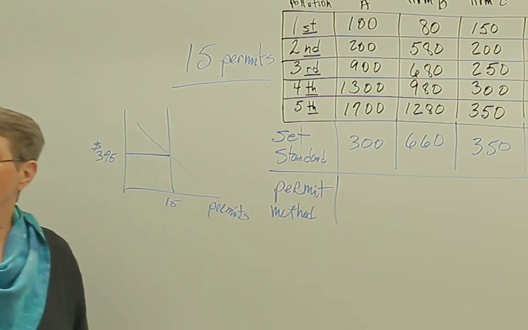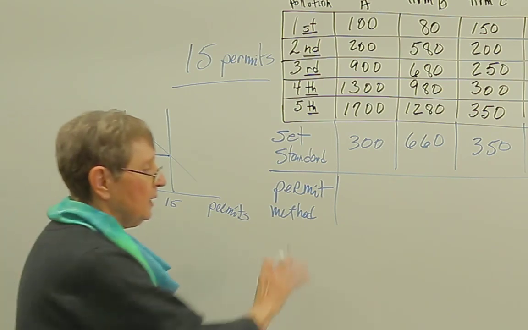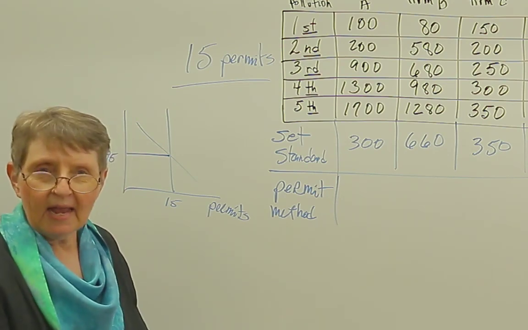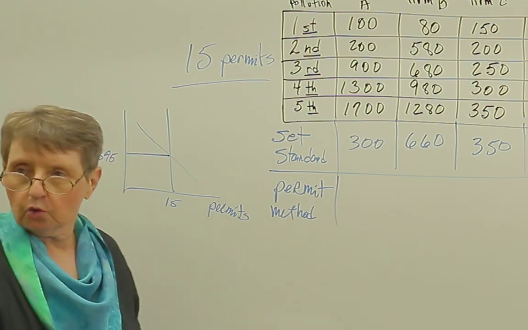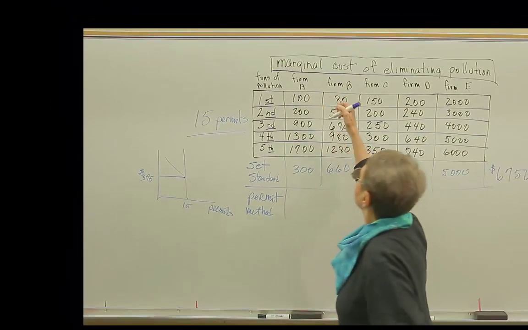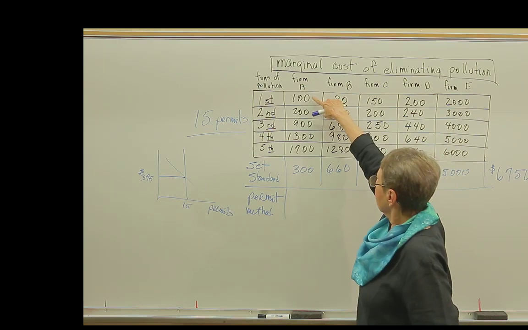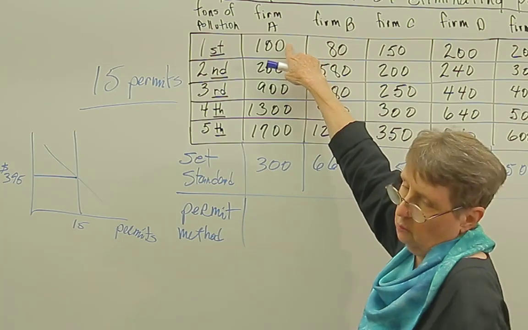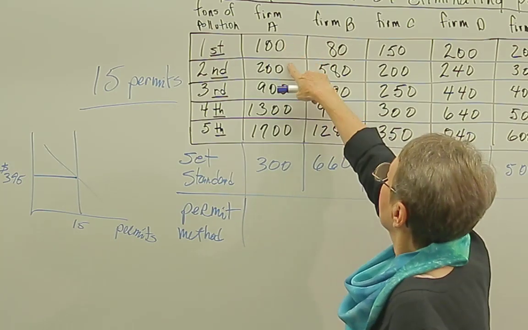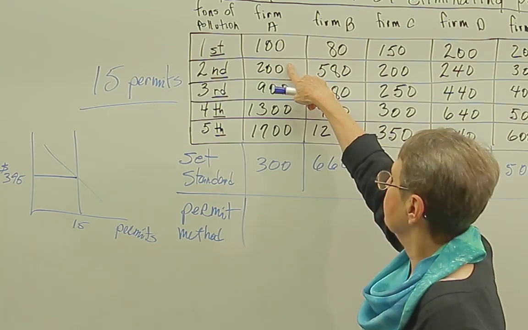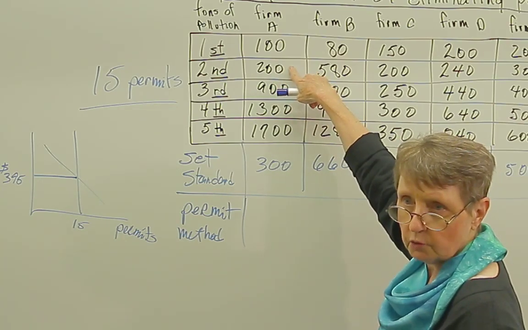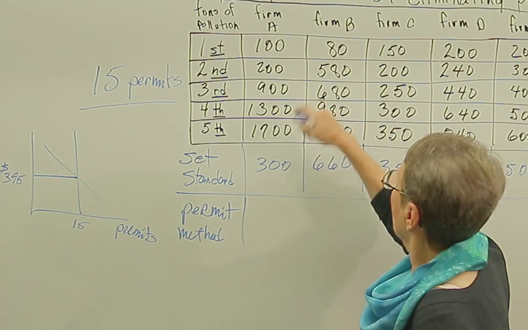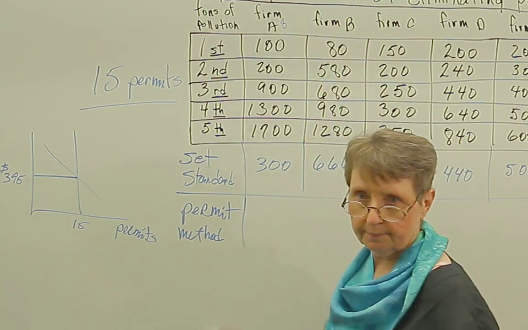So using the permit method, to reach the same standard, 15 units of CRUD, let's see how many permits each company will buy, and let's see how much it will cost. For example, firm A, will they clean this unit up, or will they spend $395 and not have to clean it up? Well, they'll clean it up because it's cheaper. How about this unit? Clean up, right? Because that's cheaper. They're not going to spend $395 when it only costs them $200 to clean it up. This unit, they're going to buy a permit. Buy, buy, buy. So firm A is going to buy 3 permits, right?